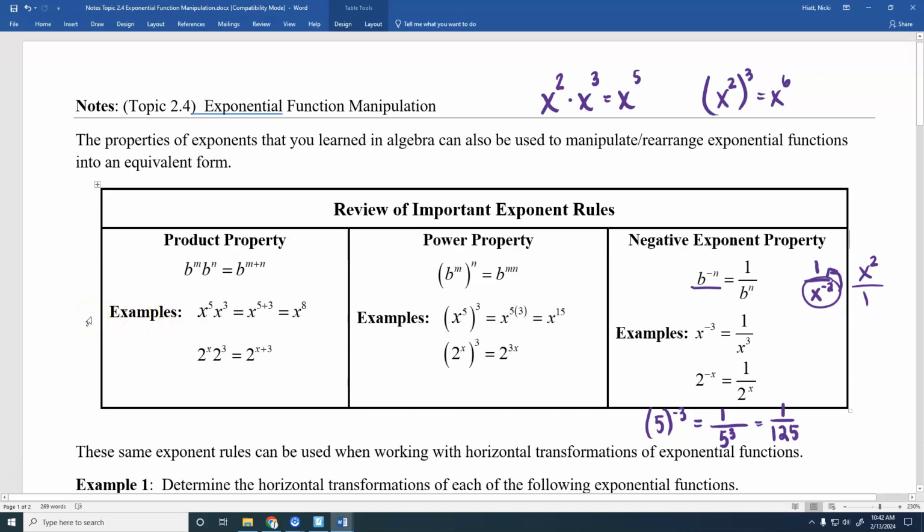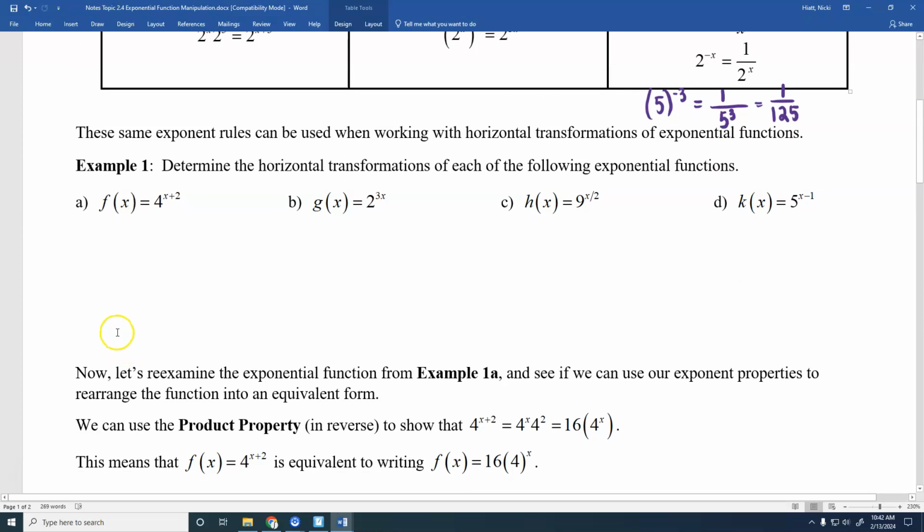Okay, so the same rules are going to apply whenever we're working with horizontal transformations. So, for example, here, I have f of x equals 4 to the x plus 2 power, right? So, one way I can think about this is that that is y.